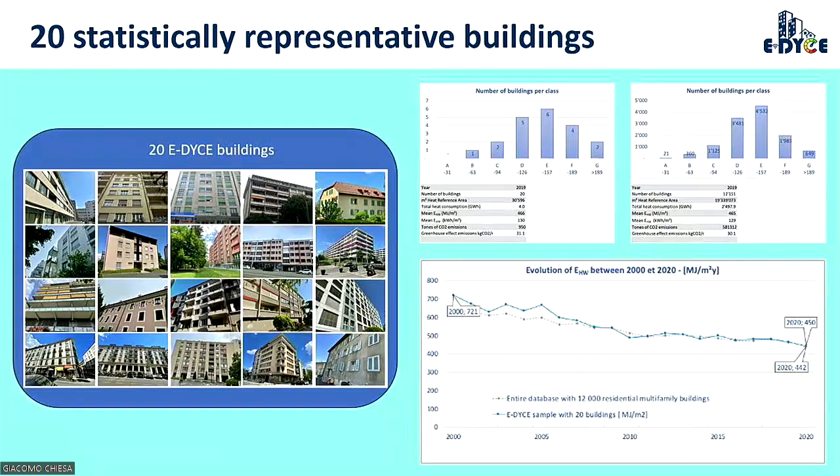In the second graph, you can see the evolution since 2000 of the heat consumption. You should be in Geneva to have this data and to see the power of this data. They are collecting the heat consumption of all the buildings since 1994. So we have a lot of data to compare and to analyze.